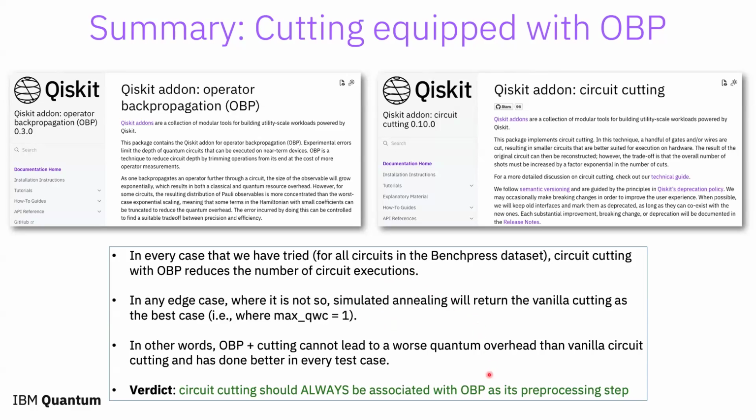The verdict here is a very strong verdict, but it is as it is. Circuit cutting should always be associated with OBP as the pre-processing step. All the results show improvement, and we show here analytically as well. This is just written here in the paper. We discussed this analytically, that if there is no improvement, it is as good as the normal circuit cutting. It can never be worse. So there cannot be any scenario where you should be doing circuit cutting but not doing OBP.